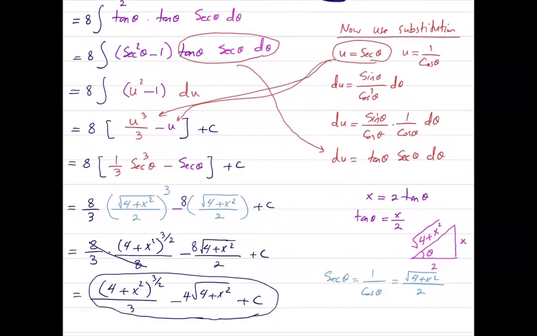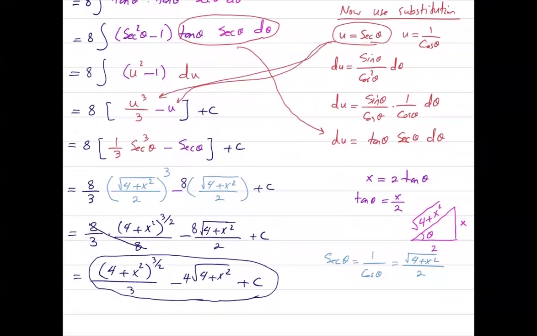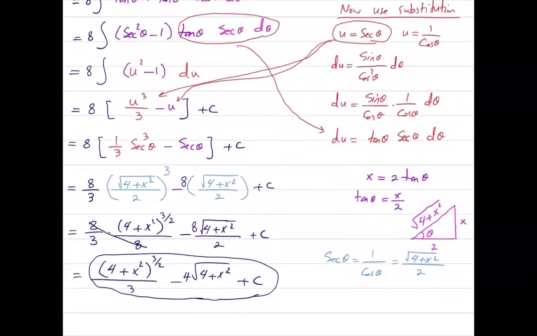So after doing all of the algebra, we found that secant is square root of 4 plus x squared divided by 2. We substitute everything back for secant because we ended up with secant to the third and secant down here. The rest is algebra. So our final answer is written in x, and we're happy about that.